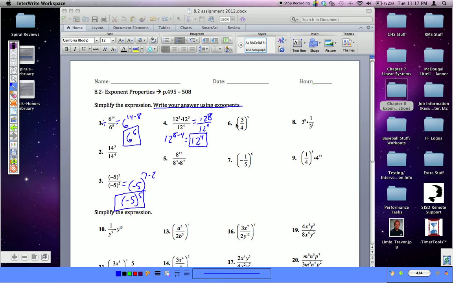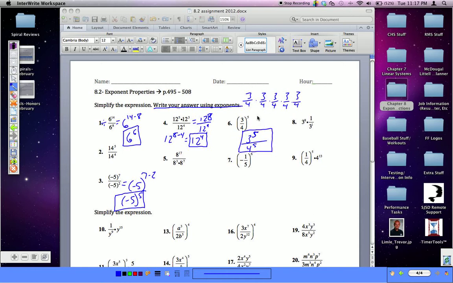Now, in number 6, if we were multiplying a fraction, that's actually 3/4 times 3/4 times 3/4 times 3/4 times 3/4. There's 5 of them. How many 3s do I have on top? 3 to the 5th. How many 4s do I have on bottom? 5. So that's 4 times 4 times 4 times 4 times 4. And there is your final answer. Just write them using exponents.